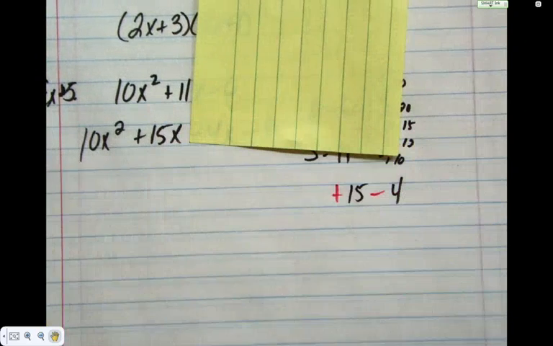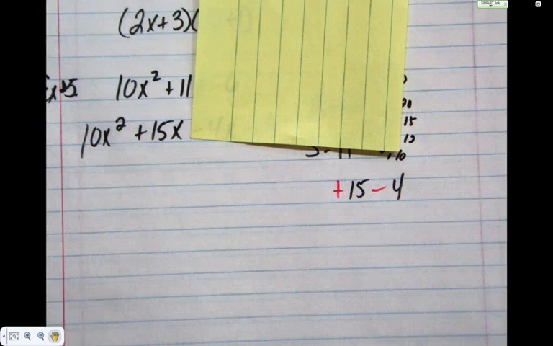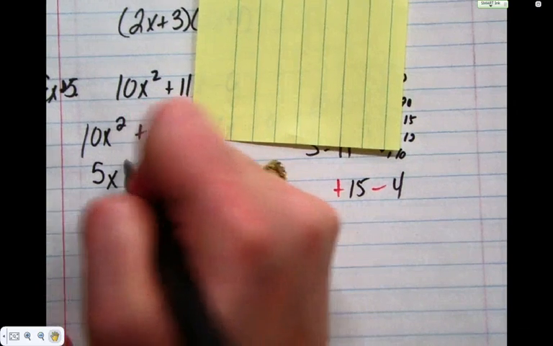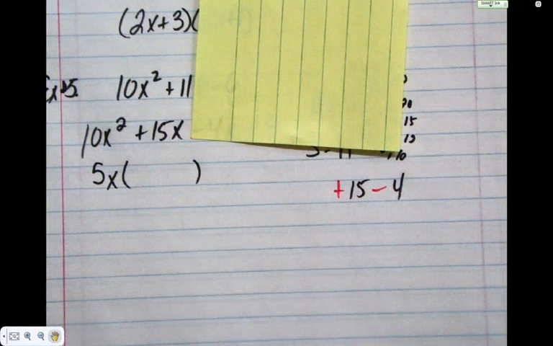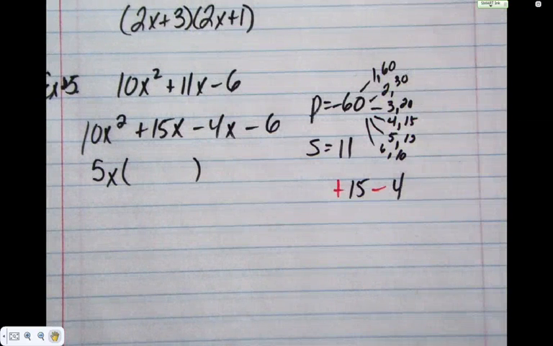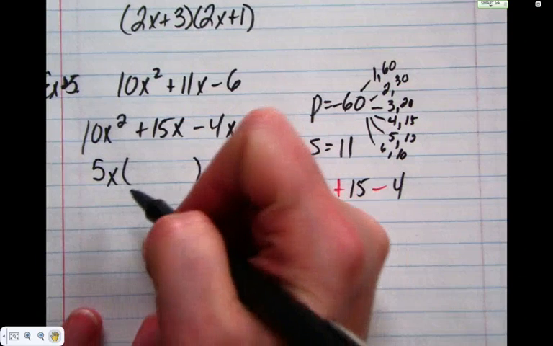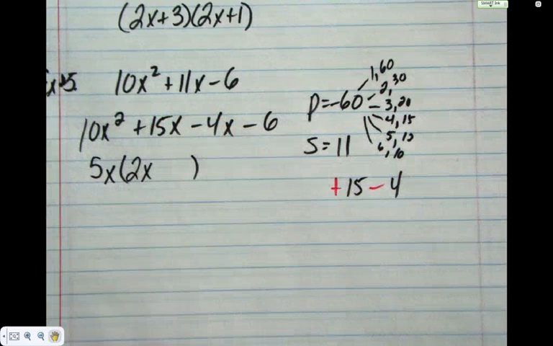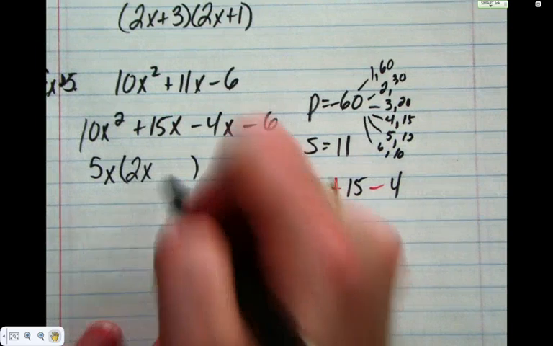Okay, so this is where you said you're stuck. What threw you off in this first part? Yep, so you're taking out what's the same out front and then dividing. What's the same between 10 and 15 first? 5. What's the same between x squared and x? X. So 10x squared divided by 5x. 15x divided by 5x.